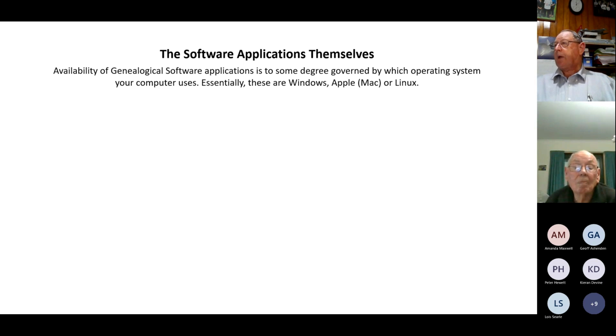Availability of genealogical software applications is to some degree governed by which operating system your computer uses. Essentially, these are Windows, Apple or Macintosh, or Linux. And I have to assume that most people are aware of what it is that their computer runs.